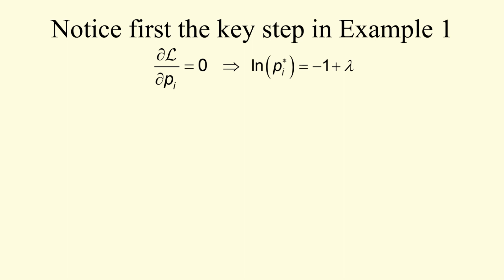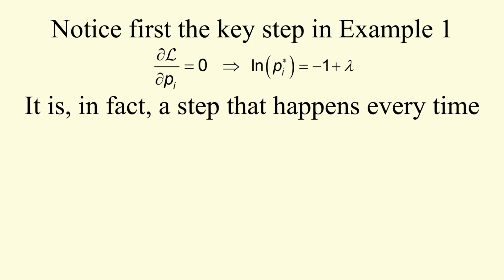Now notice that the key step in this first example was that the derivative of the Lagrangian with respect to p sub i was 0. That implied that the natural log of p sub i star was negative 1 plus lambda. In fact, this step happens every single time.